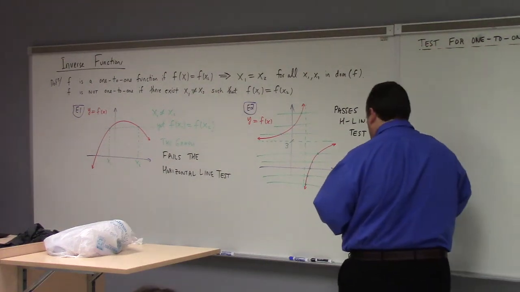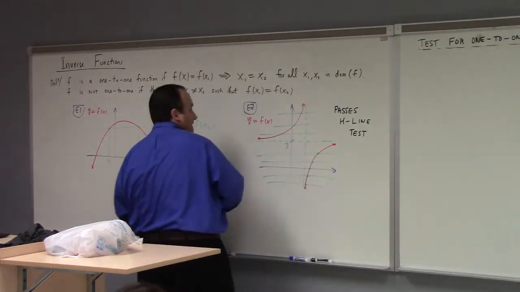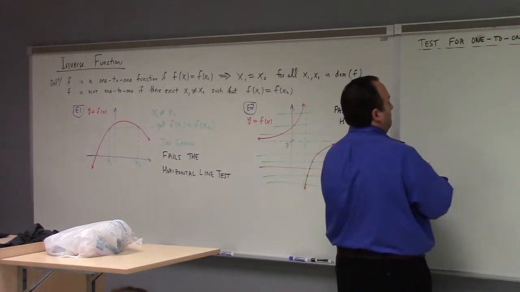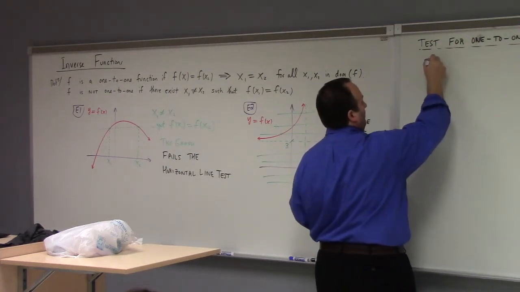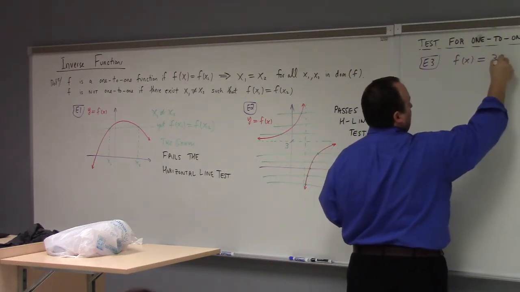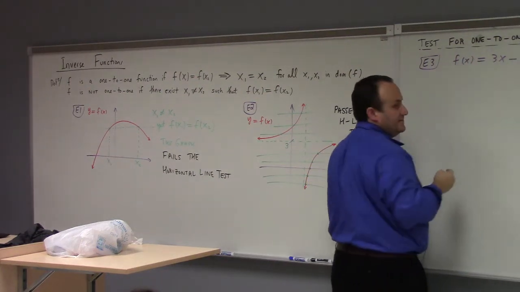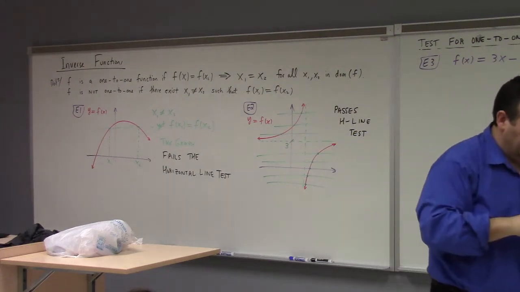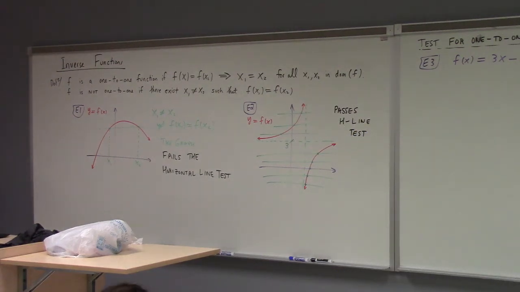So let's call that example 3. Suppose we have f of x equals 3x minus 8, all right? There's a function. The question is: is that function one-to-one? Let's test for it algebraically, all right?